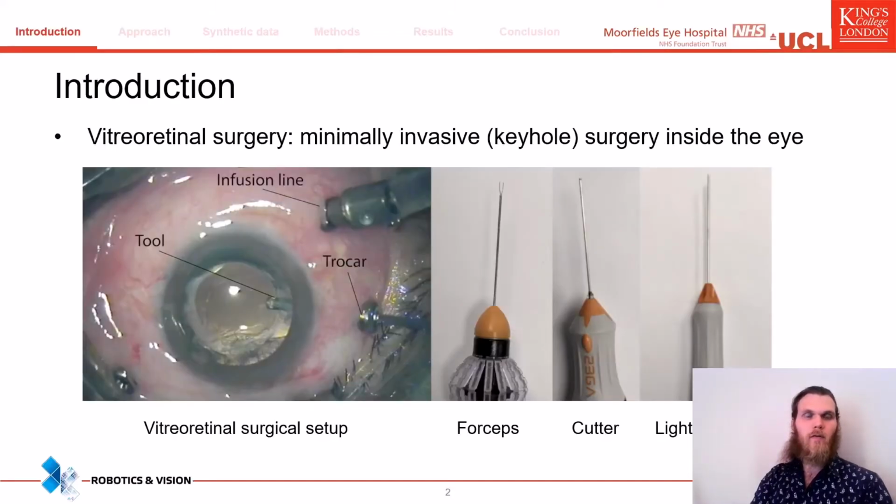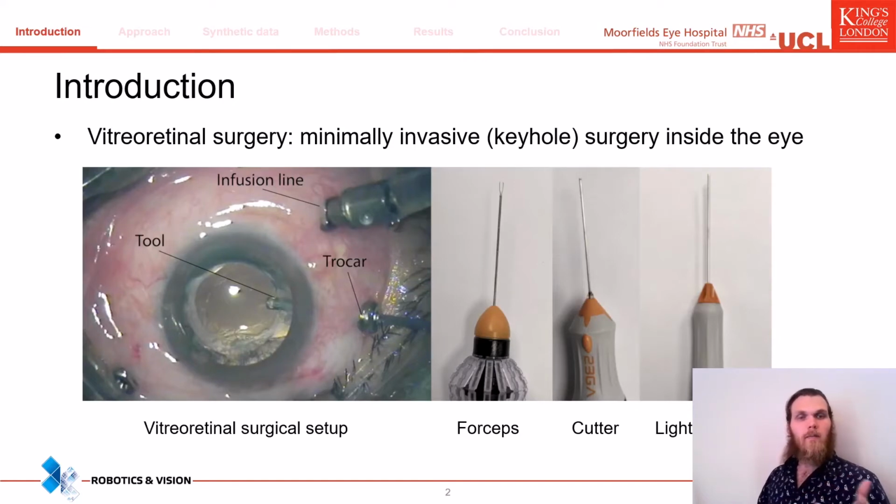I'll start off with some background. Vitreoretinal surgery is minimally invasive keyhole surgery inside of the eye. You can see the basic setup on the left. Little holes are made into the white of the eye in which trocars are placed, through which tools are inserted into the eye. The surgeon can see the tools through a microscope that looks through the eye's lens towards the back of the eye, towards the retina.